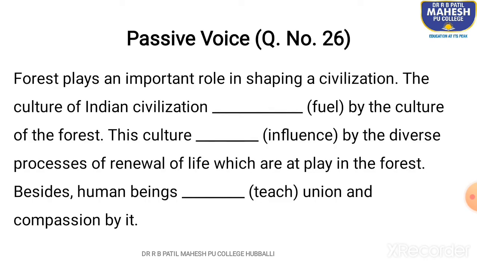The third one is again from the same lesson. As I told you in the previous video, the exercises of grammar are taken from the lesson, from your prose portion. So you ought to be pretty careful. You should go through the lessons as well. That will help you in solving these questions properly. Okay, this one is: forest plays an important role in shaping a civilization. The culture of Indian civilization (fuel) by the culture of the forest. This culture (influence) by the diverse processes of renewal of life which are at play in the forest. Besides, human beings (teach) union and compassion by it.